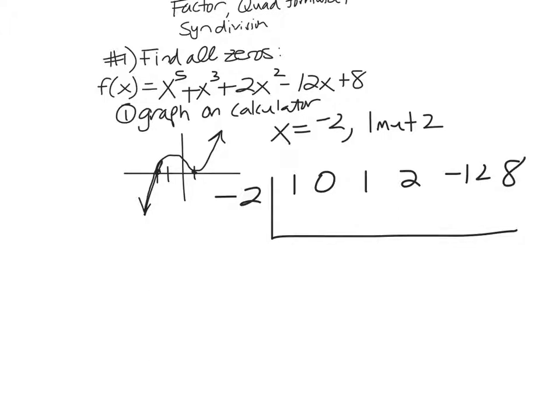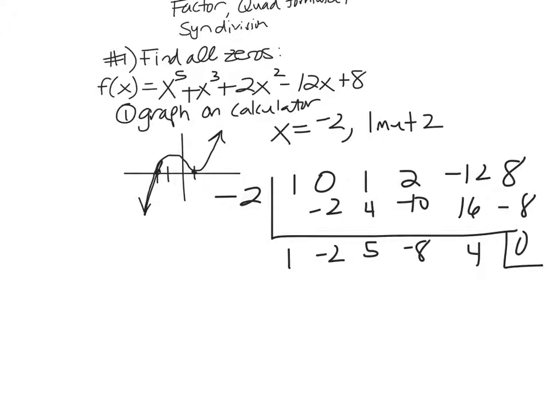And what should our remainder be? It has to be zero. If not, you did it wrong. You got to start over. Erase. All right. So bring down the 1. 1 times negative 2 is negative 2. We're adding our columns. Negative 2 times negative 2 is 4. Add to get 5. Negative 10. I get negative 8. 16, 4, negative 8, and 0.